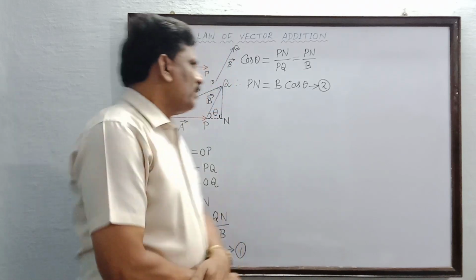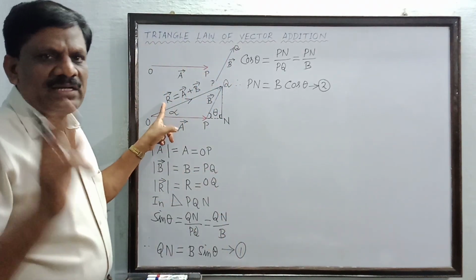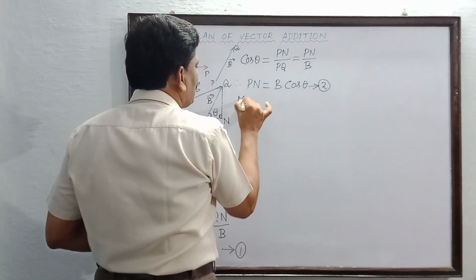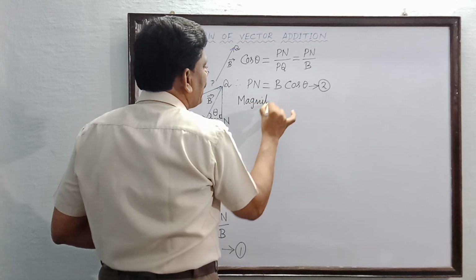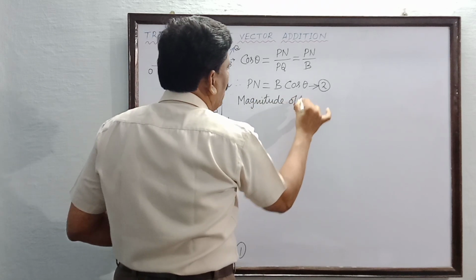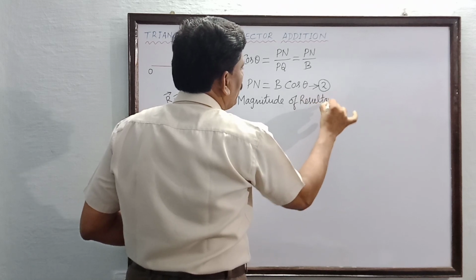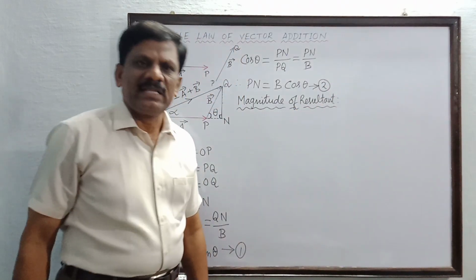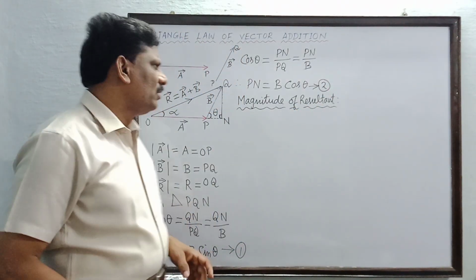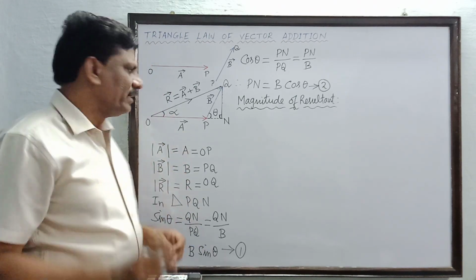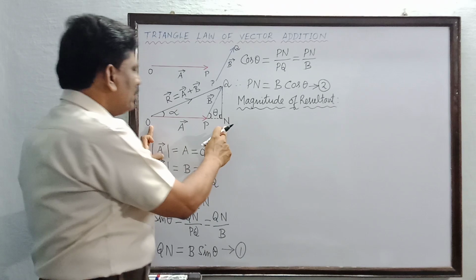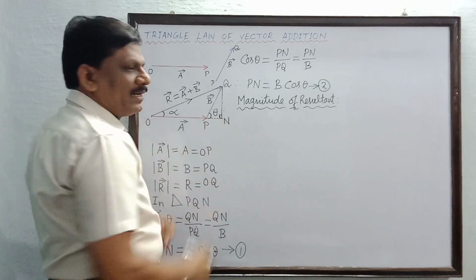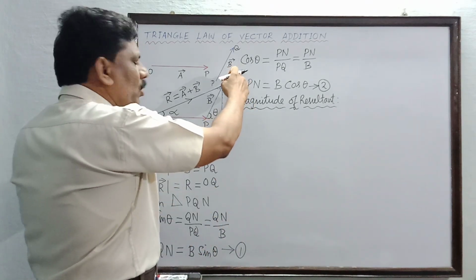Now, the modulus of vector R is equal to the magnitude of the resultant. So I am going to derive an expression for the magnitude of the resultant vector. I want to find an expression for R, capital R. For that, it is very simple, very easy also. You look at another larger right angled triangle, OQN. OQN is a right angled triangle. In this right angled triangle, the hypotenuse is equal to OQ.